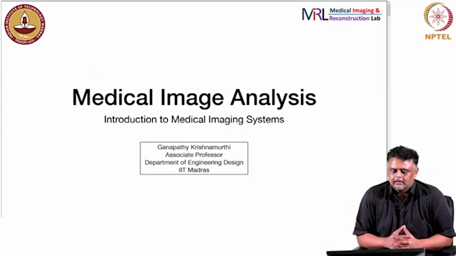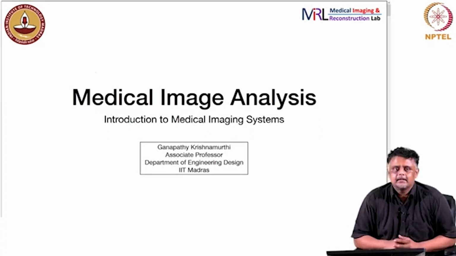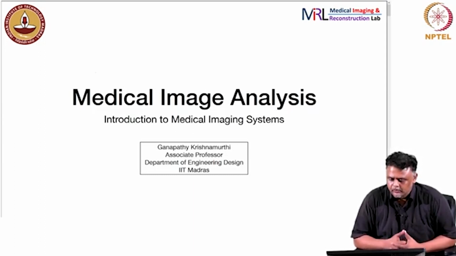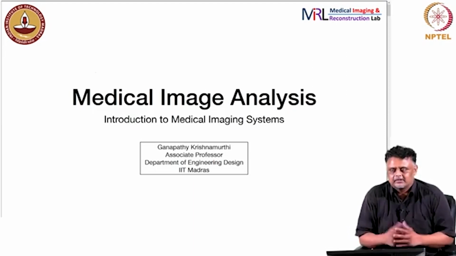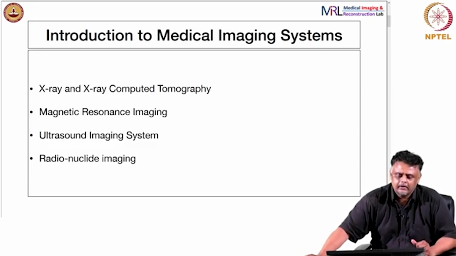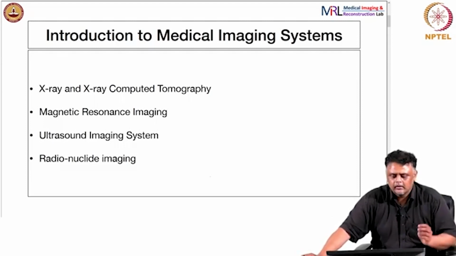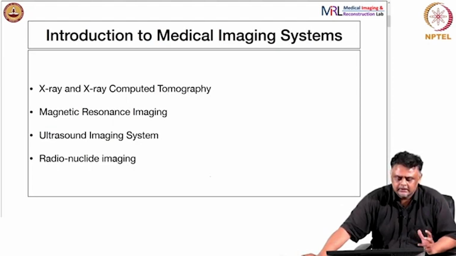Hello and welcome to the medical image analysis course. This is one of the few introductory lectures about medical imaging systems in general, where you will get an idea of what the images produced by these imaging systems actually represent. These are the four imaging systems that we will look at: X-ray imaging or X-ray projection radiography and X-ray computer tomography, magnetic resonance imaging, ultrasound imaging systems, and radionuclide imaging. Not necessarily in this order, but we will cover all these four to get an understanding of what the images produced by these systems actually represent, like I stated before.